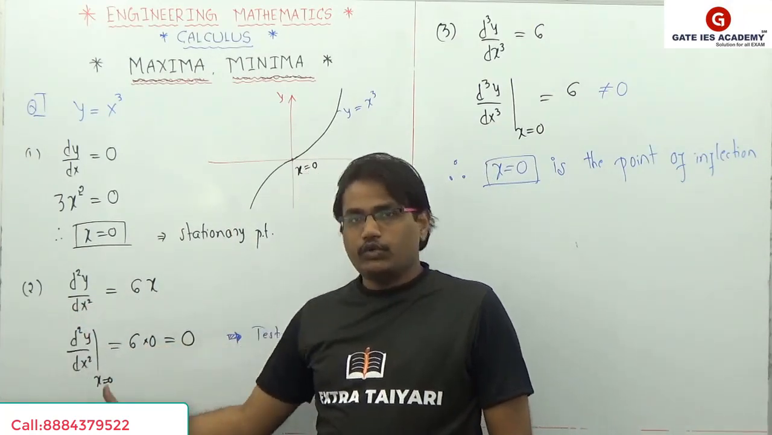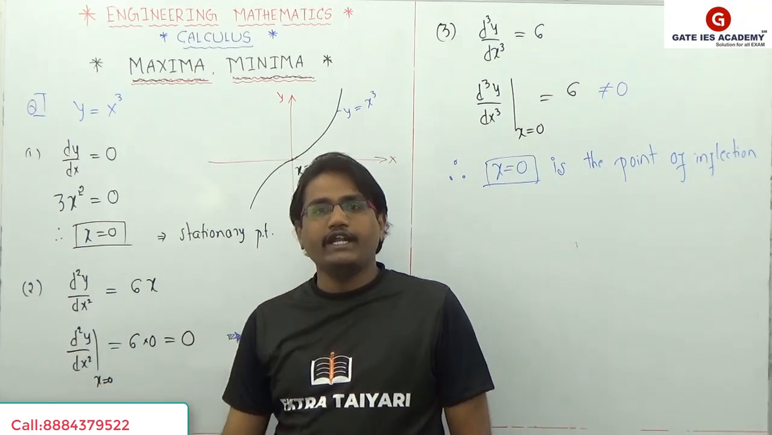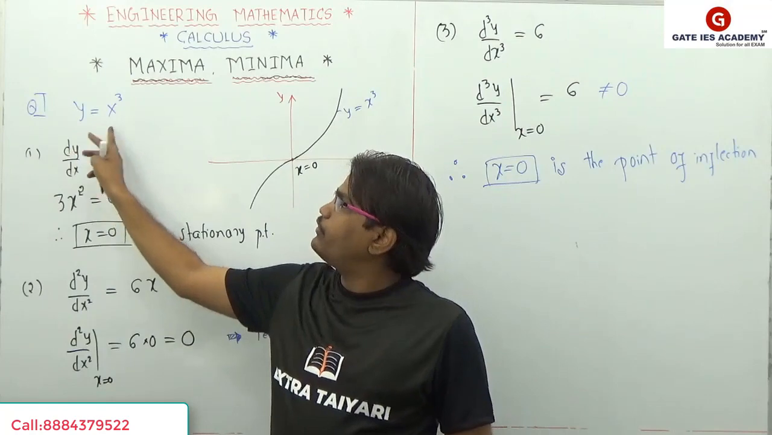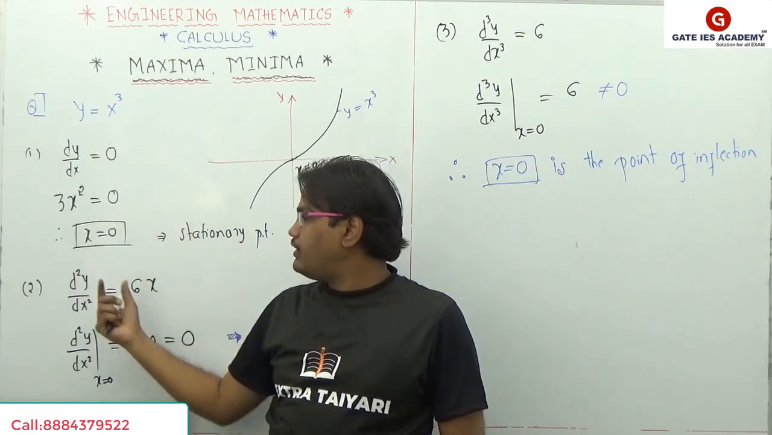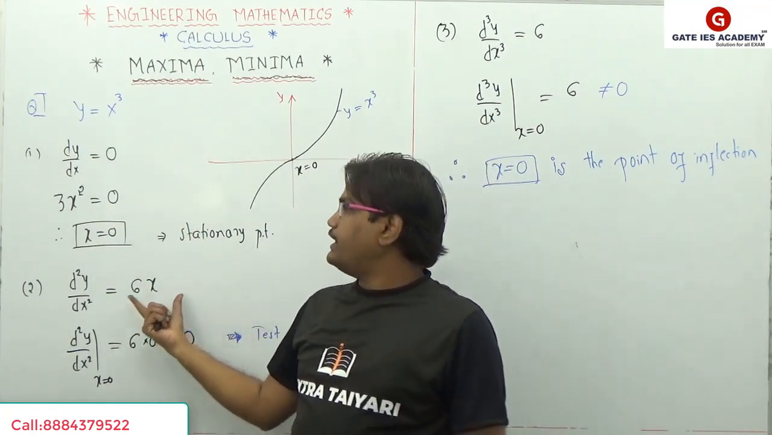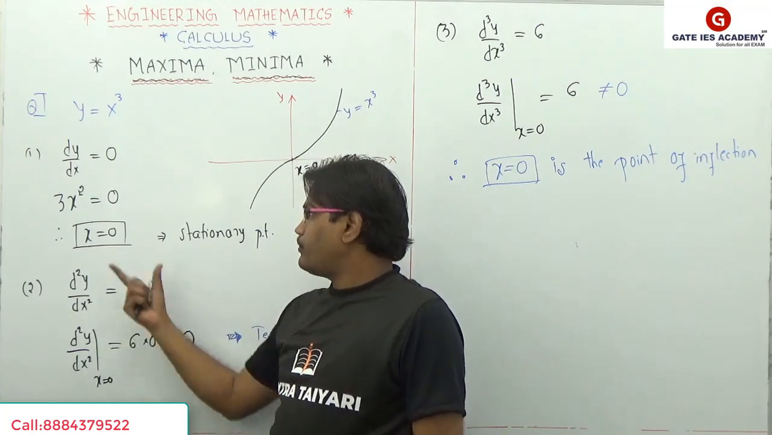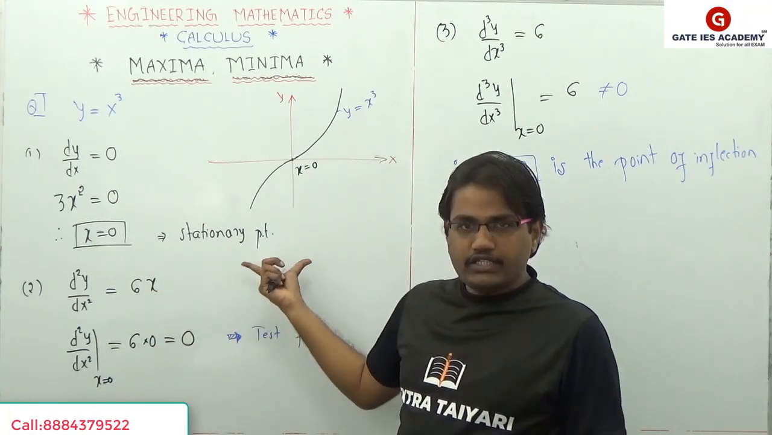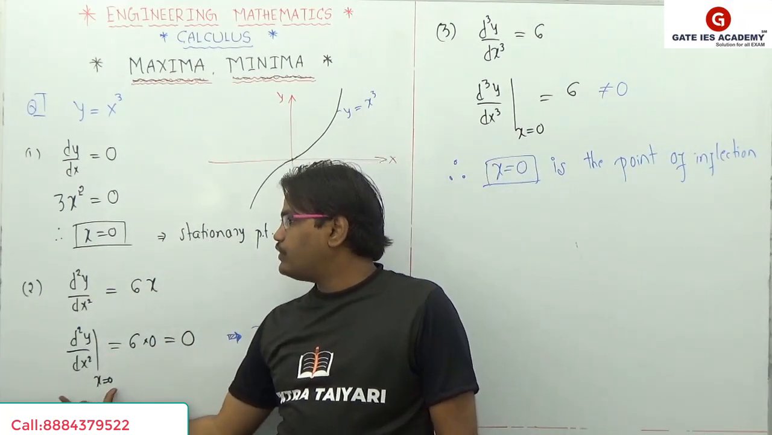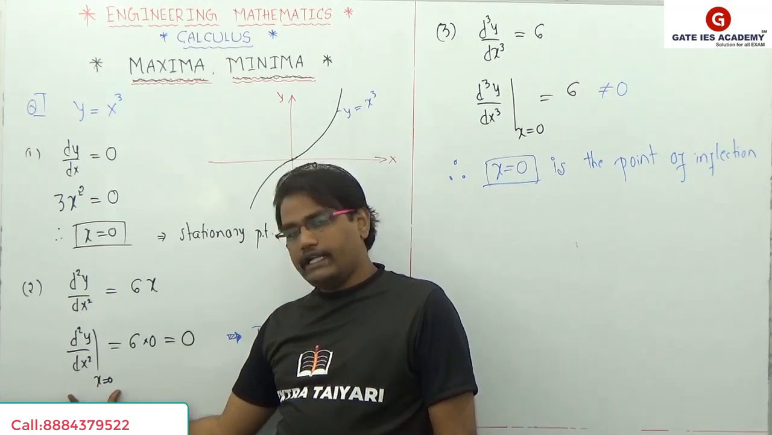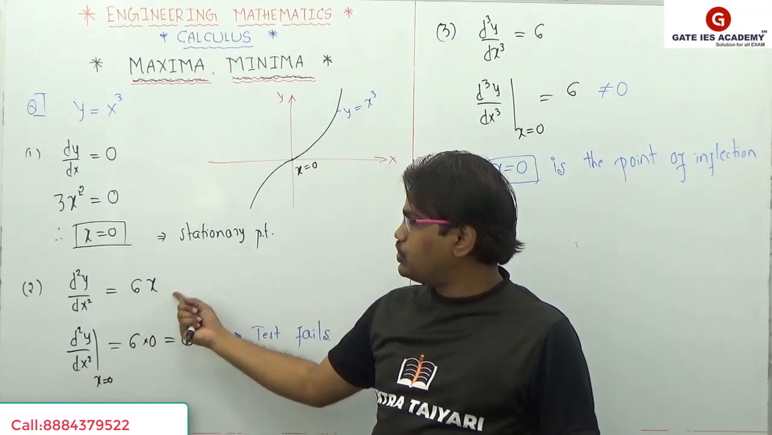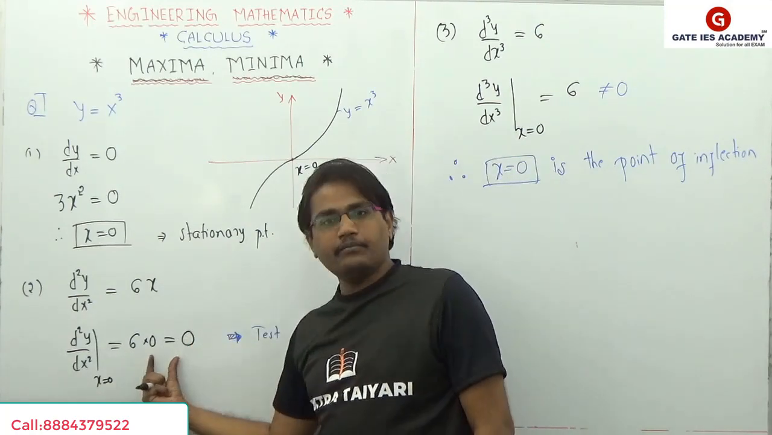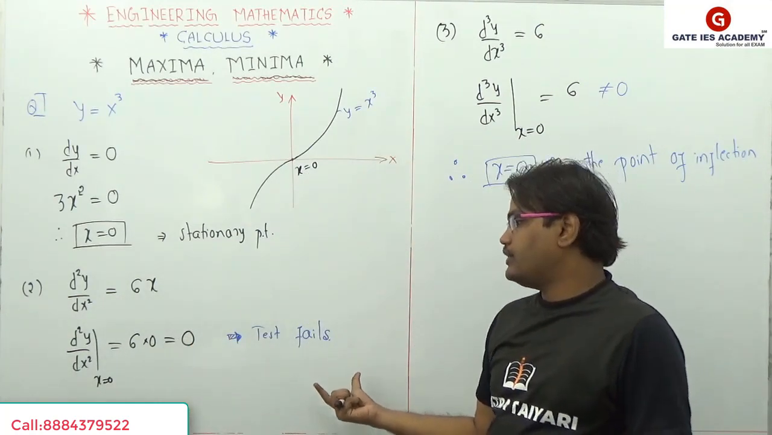For that you need to find the double derivative, the second derivative of the function. Now what is the second derivative of x cube? The first derivative will be 3x square, the second derivative is 6x, right? So the second derivative is 6x. The 3x square becomes 6x. Now at the stationary point, what is the value of the second derivative at x equals 0? If I put x equals 0, what will I be getting? Equals to 0, right?